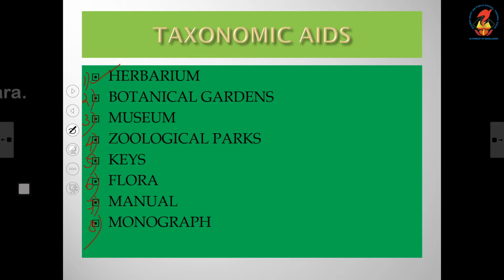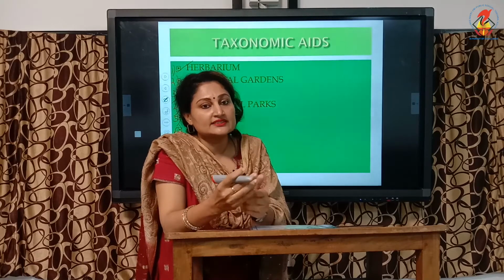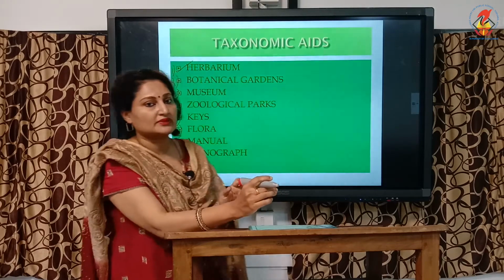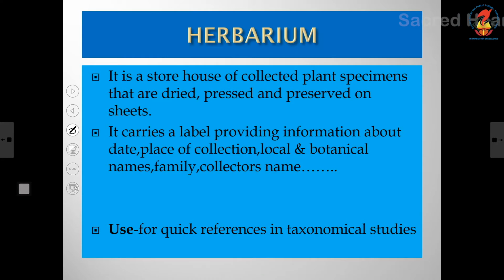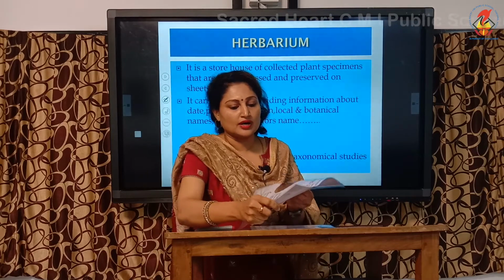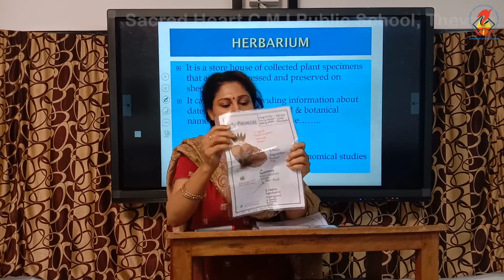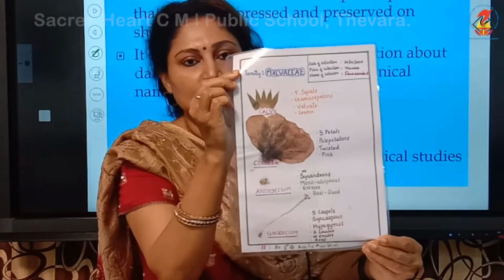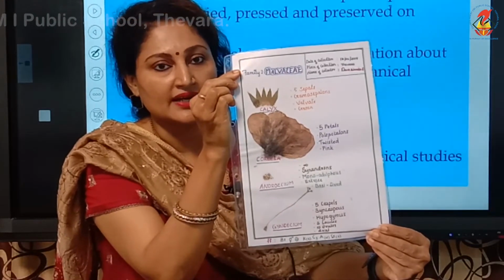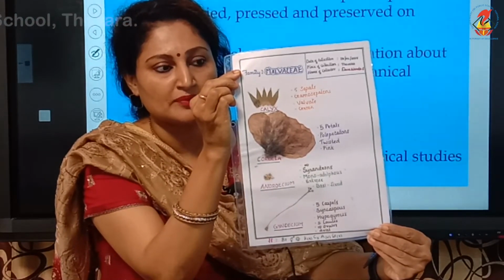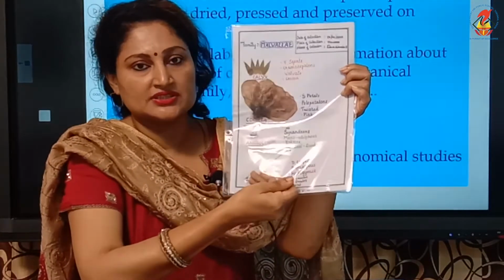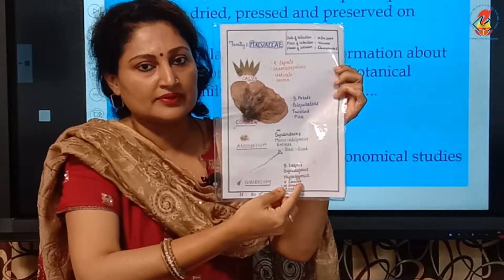So these are some important taxonomical aids. They facilitate our studies in taxonomy or systematics. So now let's go into each taxonomical aid one by one. Herbarium. Before going into herbarium, I am just showing you the herbarium that you are going to prepare in the first term for practicals. This is the herbarium. See, we have taken the plant specimen, plucked, dried and stuck on an A4 size paper, given the description and laminated with a plastic sheet. Okay, this is a herbarium.